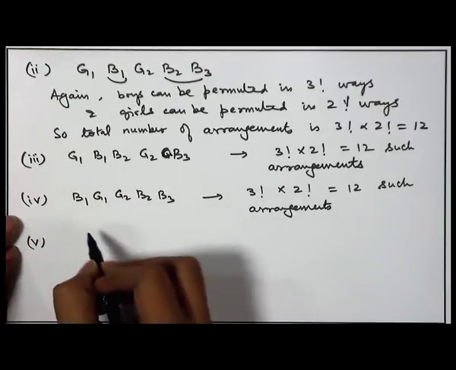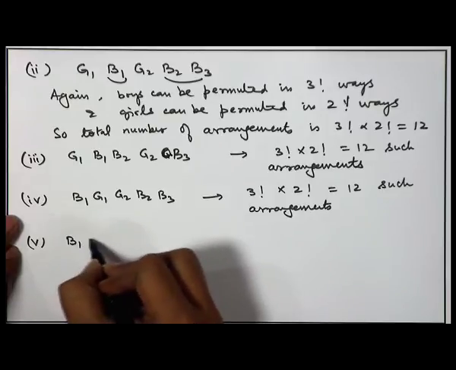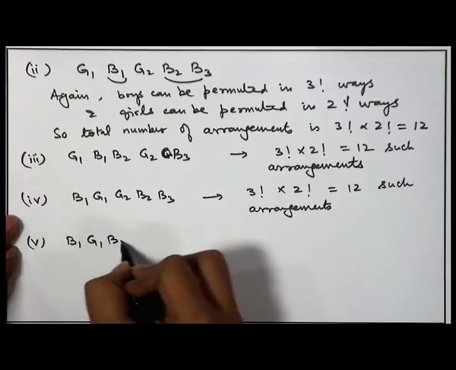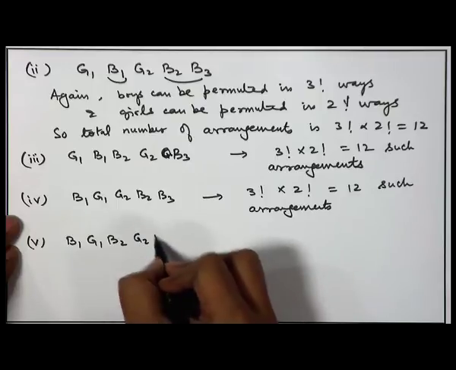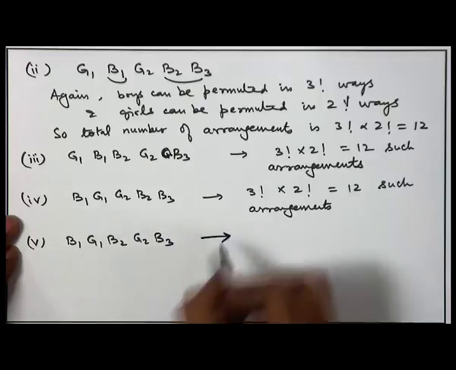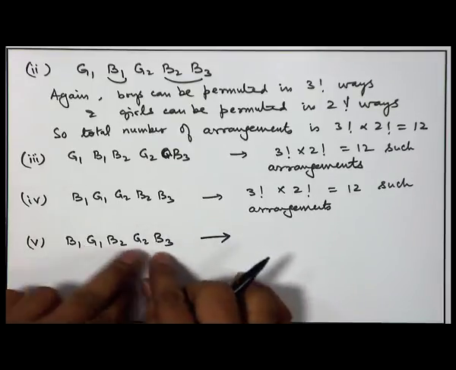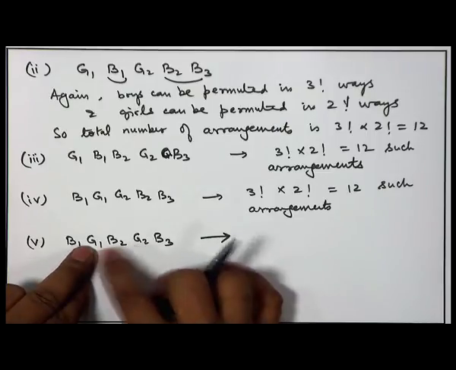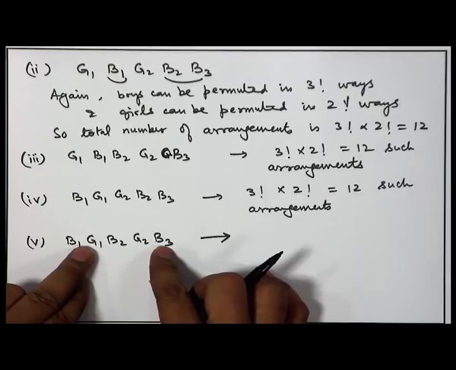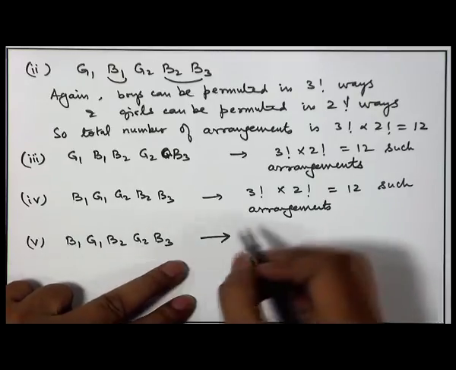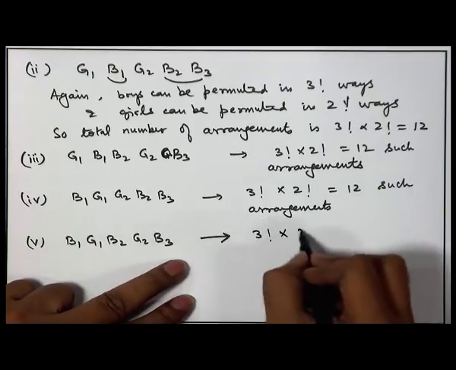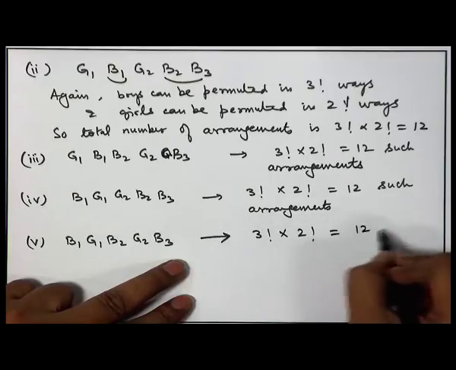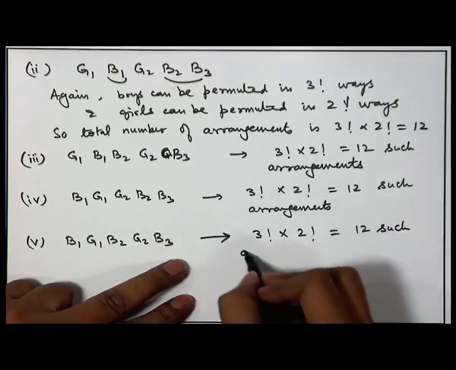The next one you can have is a boy, then a girl, then a boy, then a girl, and then a boy. Again if you look at the conditions, ahead of G1 you have 1 boy, ahead of G2 you have 1 girl and 2 boys. So, again the conditions are satisfied, and these can be permuted in 3 factorial into 2 factorial ways, that is, 12 such arrangements are there.